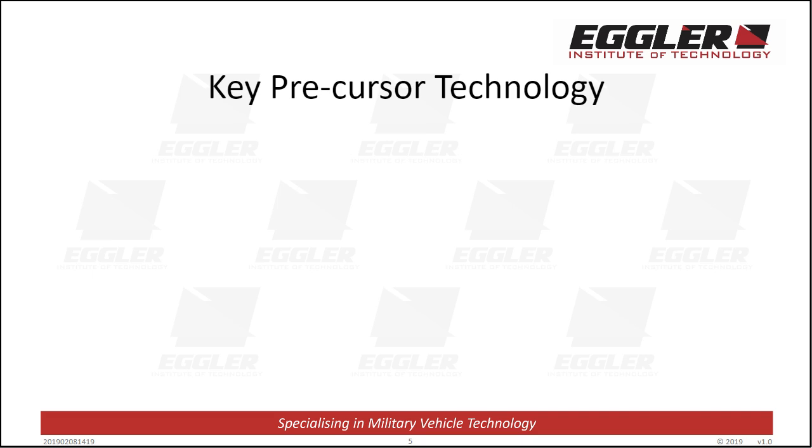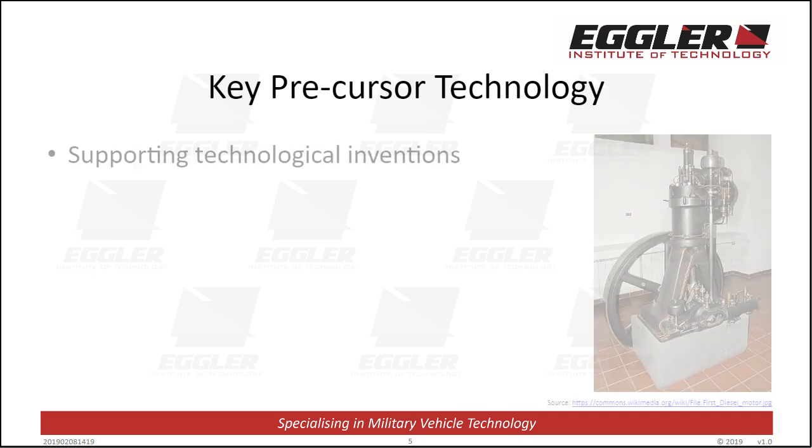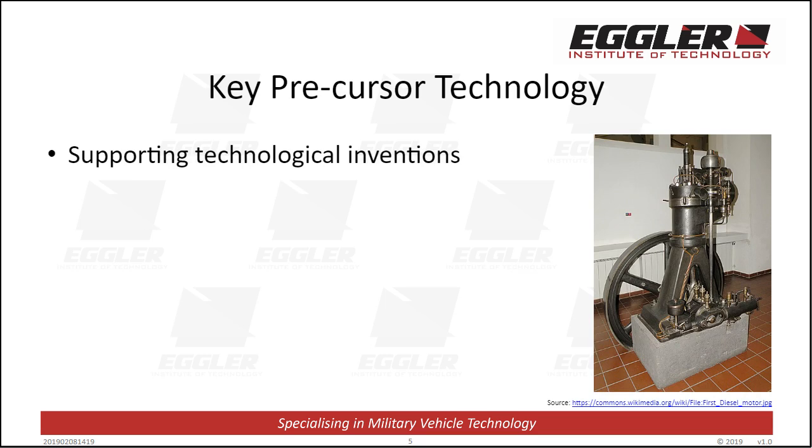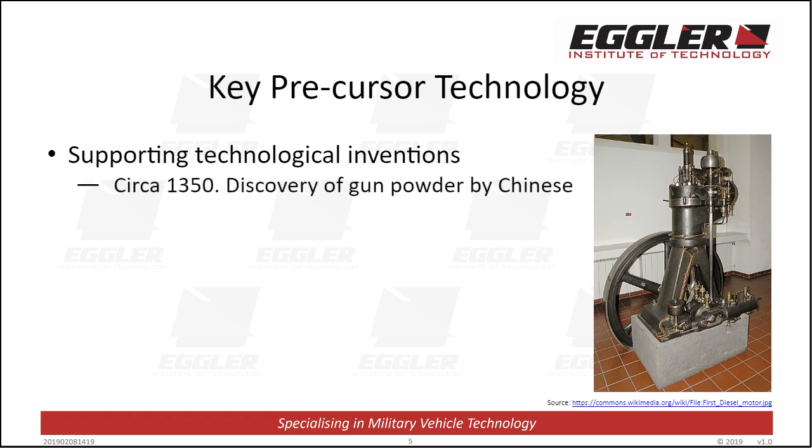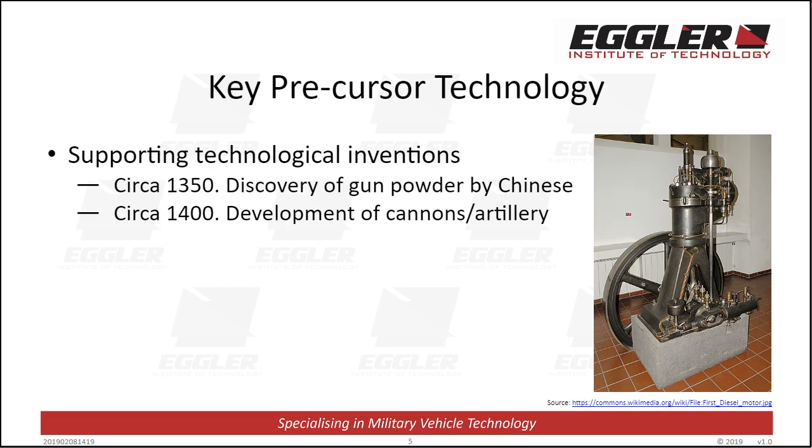Before military vehicle design could proceed in earnest, there was a need for the discovery of a broad range of precursor technologies. These included the discovery of gunpowder by the Chinese around 1350, and the development of cannons and artillery around 1400. There was obviously the need to develop engine technology in order to provide a means for the vehicles to move. The first 4-stroke engine design was patented by Rorschach in the early 1860s.